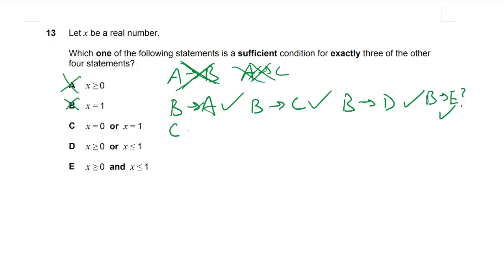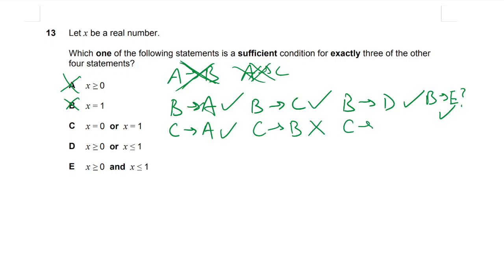Okay, how about C? Does C imply A? Yes, because if C is true, then x equals 0 or x equals 1. So A must be correct, because x is greater or equal to 0 no matter what. So that's good. Does C imply B? This one's obvious. It's of course not, because I can choose x is 0. If x is 0, then B is false. So C does not imply B.